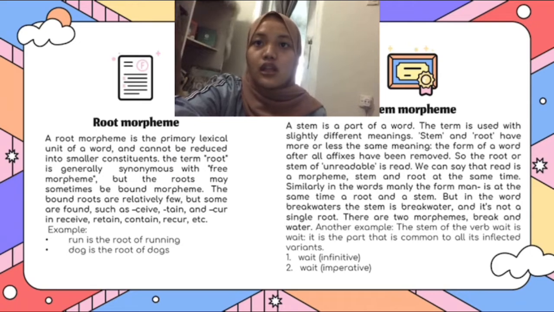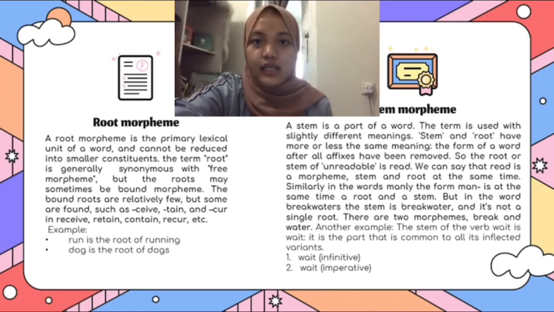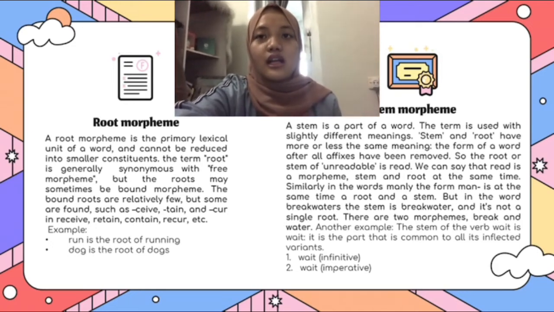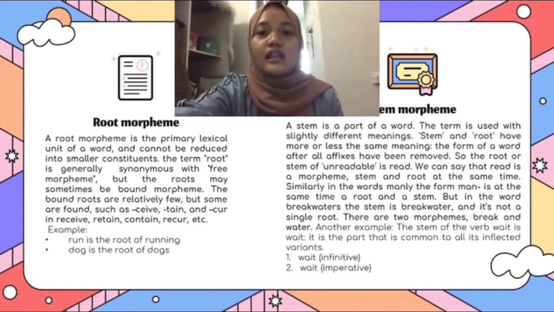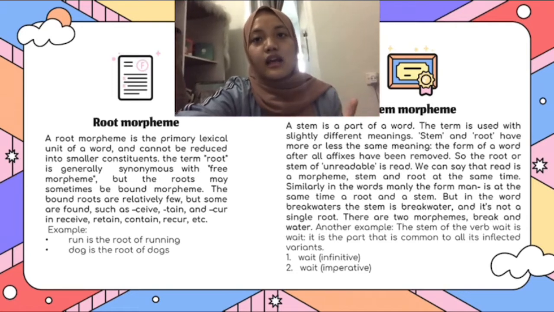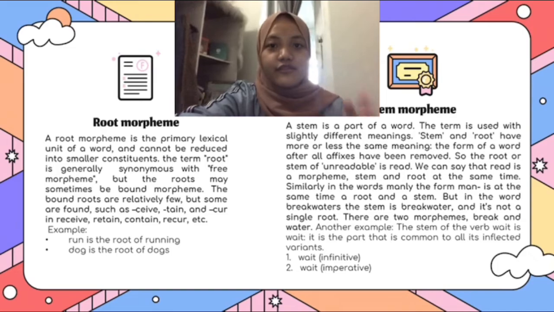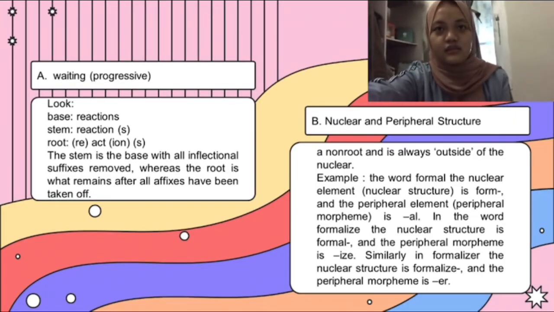So the root or stem of unreadable is read. There are 2 morphemes, break and water. Another example, the stem of the verb wait is wait. They have 2 variants. Variant 1 is wait, infinitive and wait, imperative. Waiting, progressive.